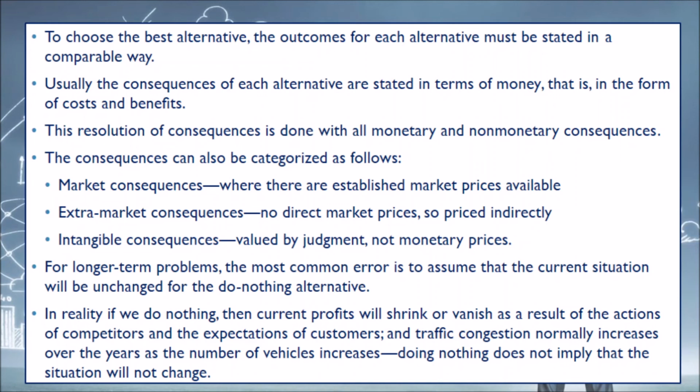For longer-term problems, the most common error is to assume that the current situation will be unchanged for the do-nothing alternative. In reality, if we do nothing, then current profits will shrink or vanish as a result of the actions of competitors and the expectations of customers. And traffic congestion normally increases over the years as the number of vehicles increases. Doing nothing does not imply that the situation will not change.